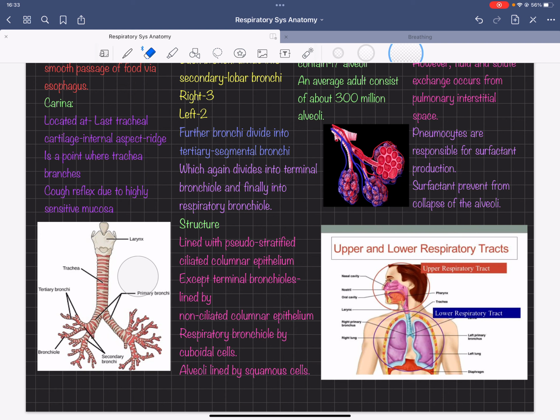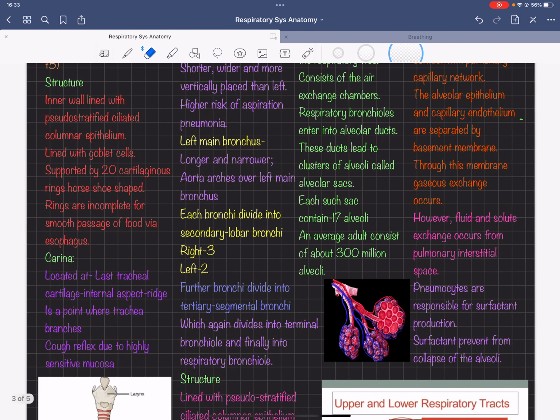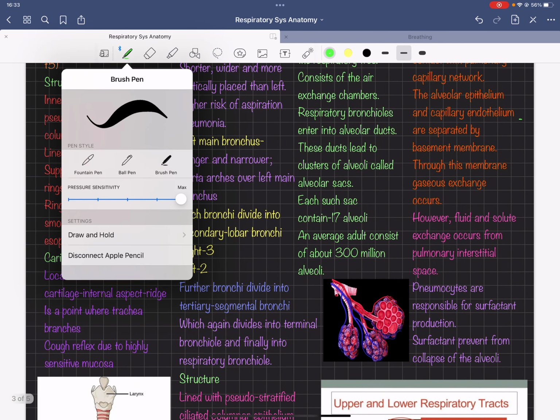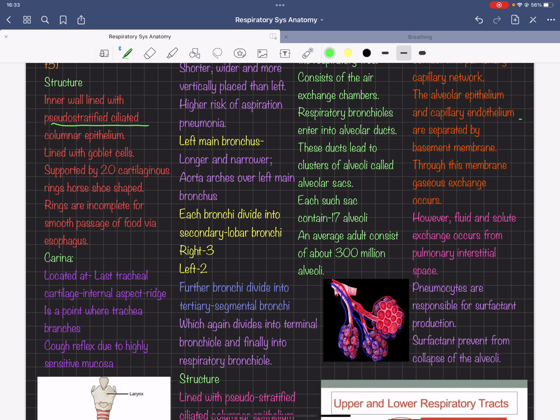So in this way, the trachea structure can be explained, and further it can be seen that it is lined with pseudostratified ciliated columnar epithelium. We need to understand what these airway tracts are lined with in order to have better knowledge of what kind of secretions can be expected from different parts of the airway tract. Likewise, they are also lined with goblet cells. And the cartilaginous rings, the horseshoe-shaped structures that I have discussed before, are 20 in number. And these rings are incomplete, right?